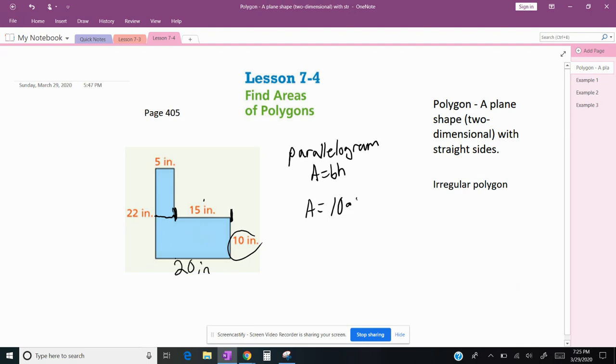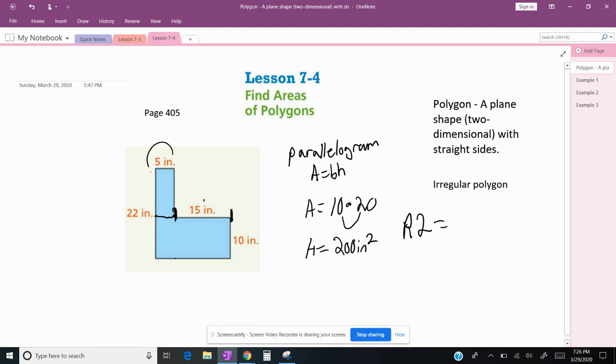So I'm going to have 10 times 20, and that large rectangle is going to be 200 square inches. Now, that's not our final answer because I'm still missing that small rectangle up top. So let's see if we can find out the area of that. Again, it's area equals base times height, so let's call it rectangle 2.